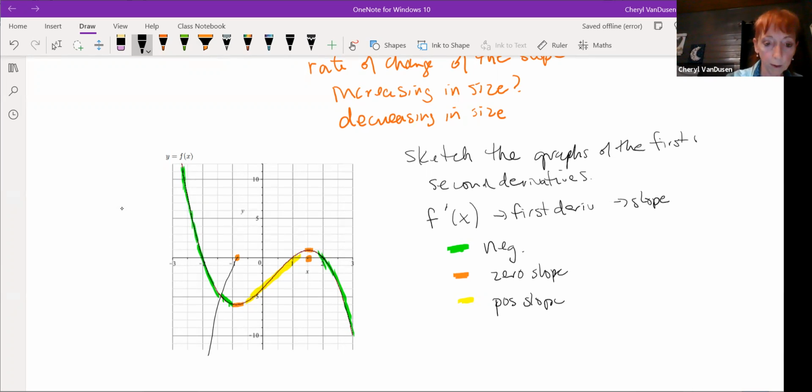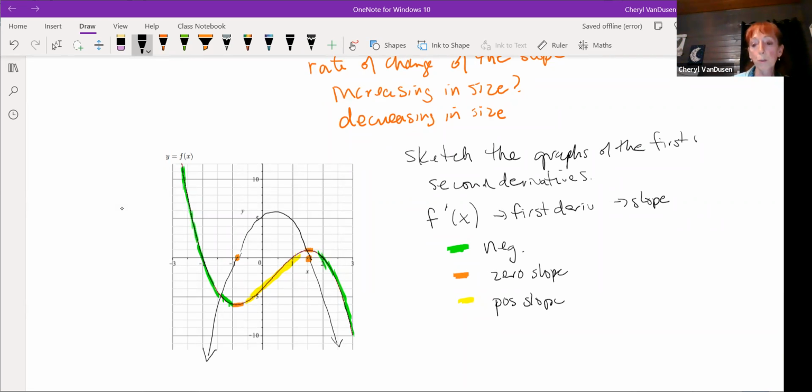We don't exactly know how high up it would go like this. And then on the other side, it's negative again. Okay, so where it's green, it's below the x-axis because it's negative. Where we are orange, we're on the x-axis because it's 0. And where it's yellow, it's above the x-axis.